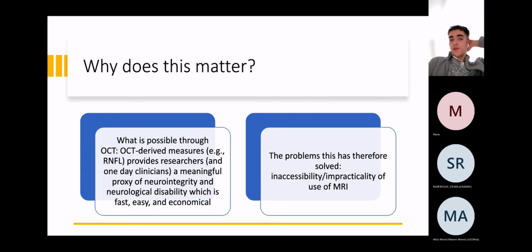So who cares, right? What's the big deal? What is now possible using OCT is that many researchers and maybe one day clinicians are given a meaningful proxy of neural integrity and neurological disability, which is fast, easy, and inexpensive to use. And importantly, of course, this is solving the problem of inaccessibility and impracticality of using MRI.